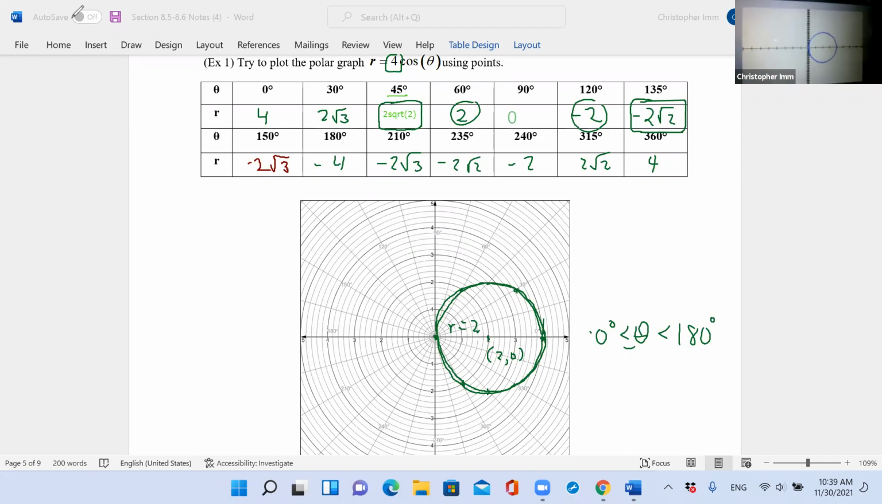Okay. So you can actually plot these using polar coordinates with your calculator. However, you just have to be careful, because depending on whether you're in radian or degree mode, you will have to switch your window accordingly. Okay.